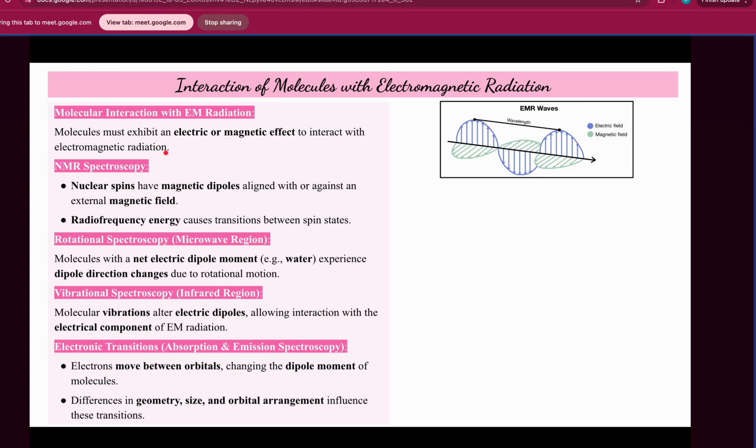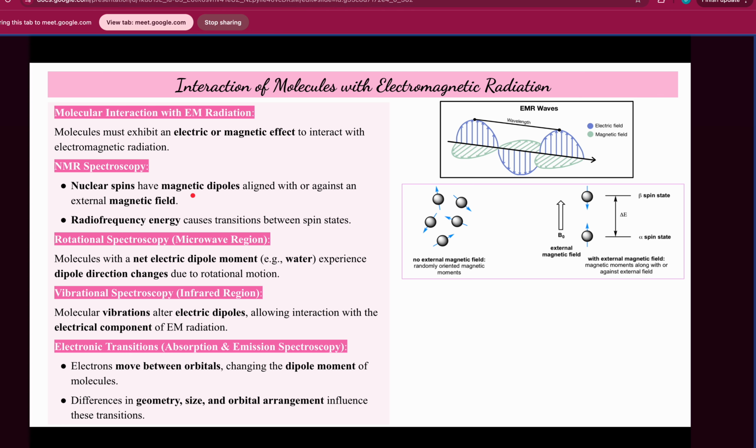As we have seen in NMR, how the spin changes its directionality. Nuclear spins have magnetic dipoles which are aligned with or against an external magnetic field, and radio frequency energy causes the transition between the spin states. If no magnetic field is applied, then in such scenarios the spins are randomly oriented. These are the nuclear spins. But as we supply the magnetic field, these spins get proper directions.